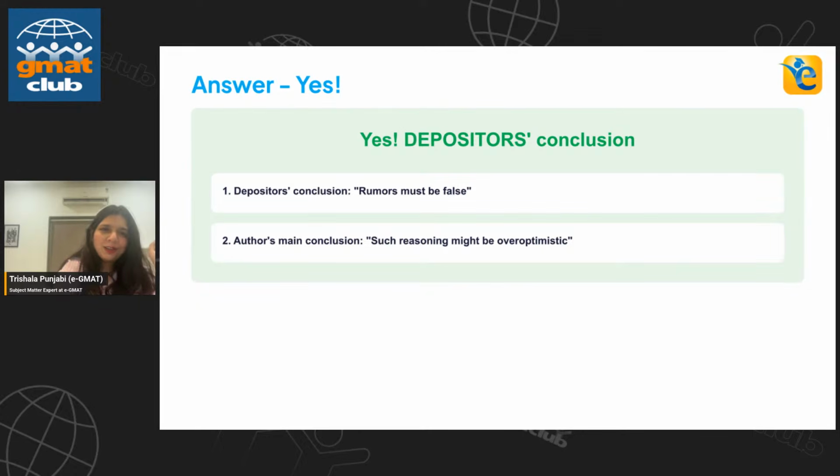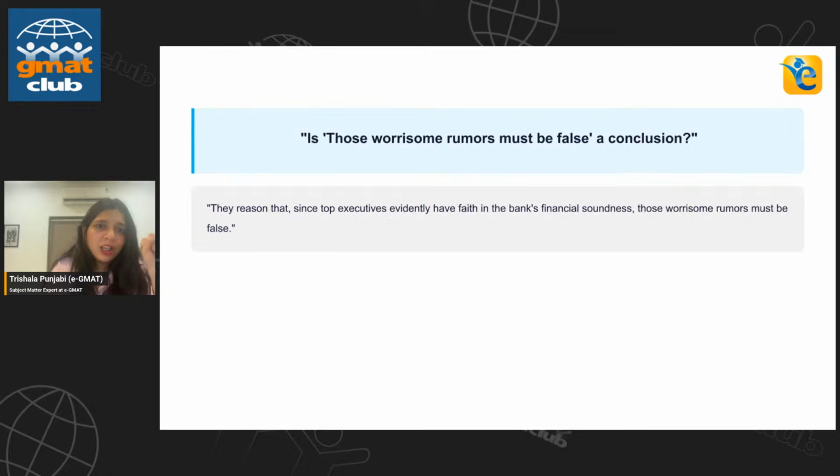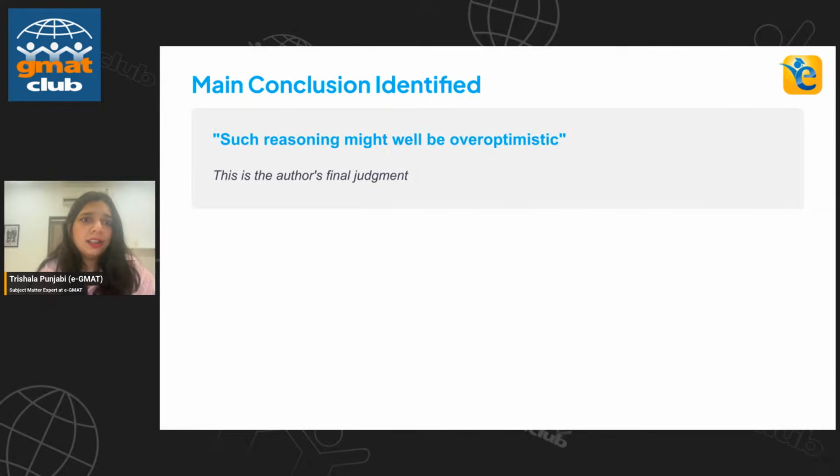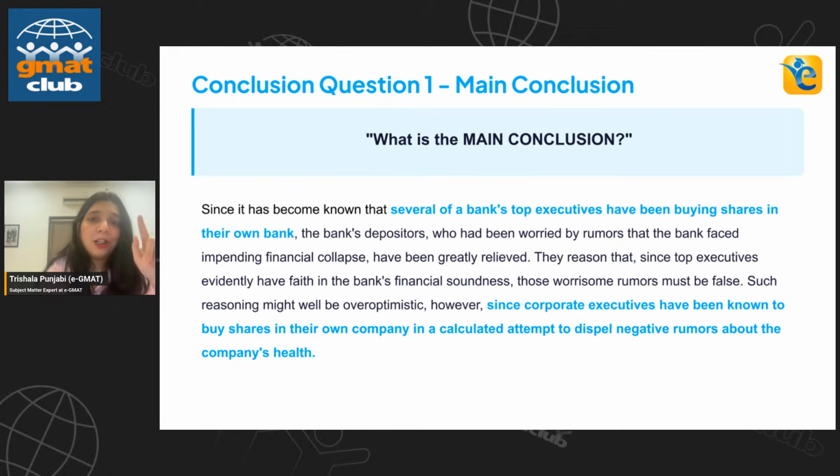So let us look at it. It is the conclusion. Why? Because we can answer the why from the argument. What is it? The worrisome rumors must be false. Why must those worrisome rumors be false? Because the bank executives have been buying shares in their own bank. It is a conclusion. It is not the argument's conclusion. It is the depositor's conclusion.